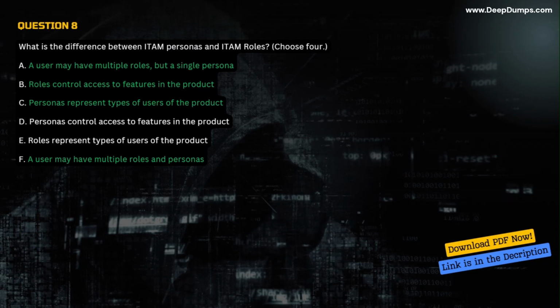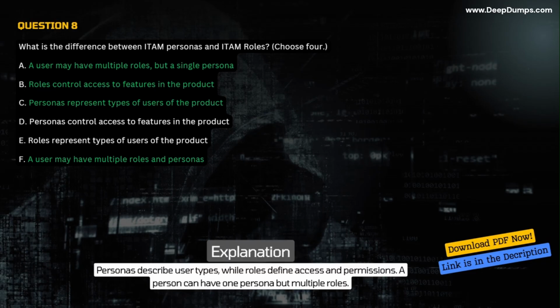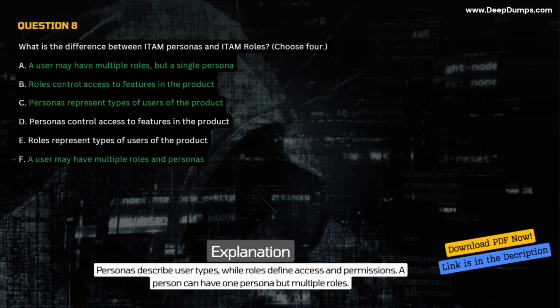A user may have multiple roles, but a single persona. Roles control access to features in the product. Personas represent types of users of the product. A user may have multiple roles and personas. Explanation. Personas describe user types, while roles define access and permissions. A person can have one persona but multiple roles.